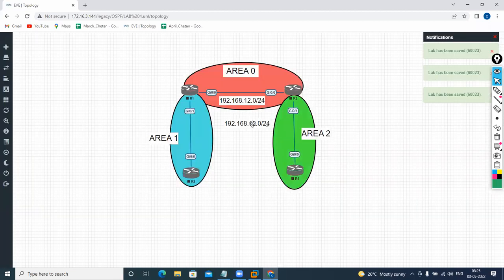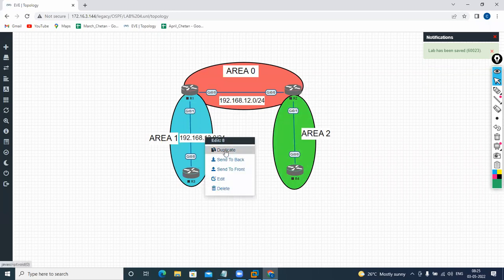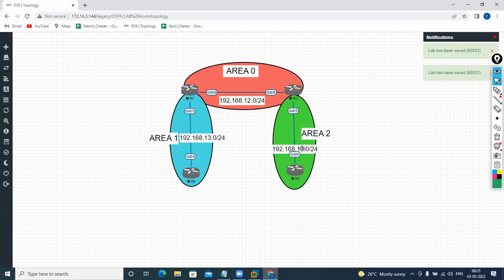So the IP address will be 192.168.13.0/24 between R1 and R3. Between R2 and R4, it will be 192.168.24.0.